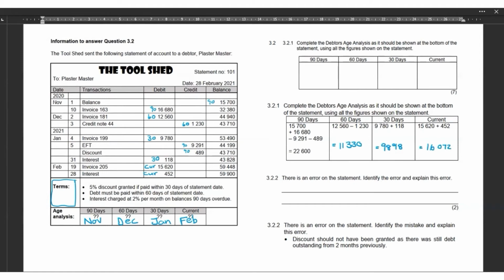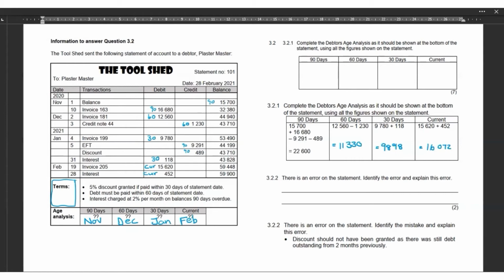Clearly, they don't require the totals. They just require what is included. However, if you put the totals in, you're not going to get marked incorrectly. (3.2.2), there is an error on the statement. Identify the error and explain it. 2 marks. So you get 1 to identify and 1 to explain.